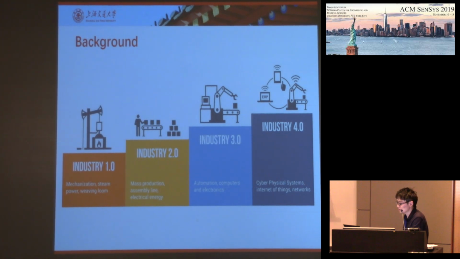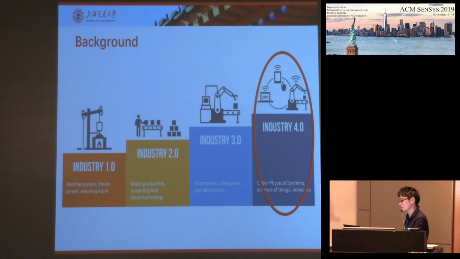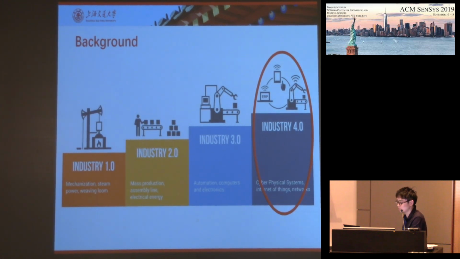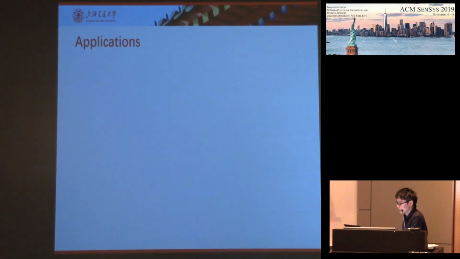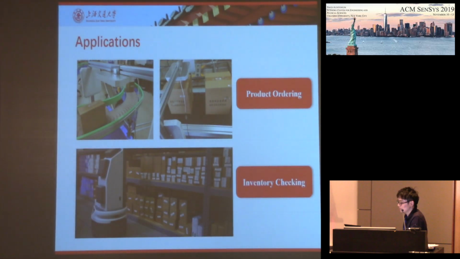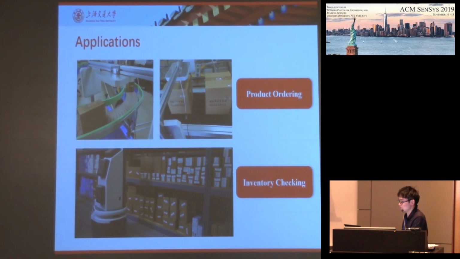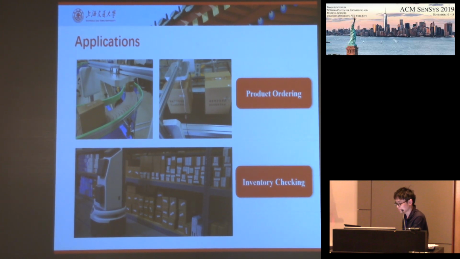In recent years, the fourth industrial revolution has occurred after information technology has been integrated into manufacturing. And this progress has significantly changed the way of producing, moving, and storing products in the factory or warehouses. The cyber system can help us order products and check inventories. However, both these applications require accurate localization for the target objects.